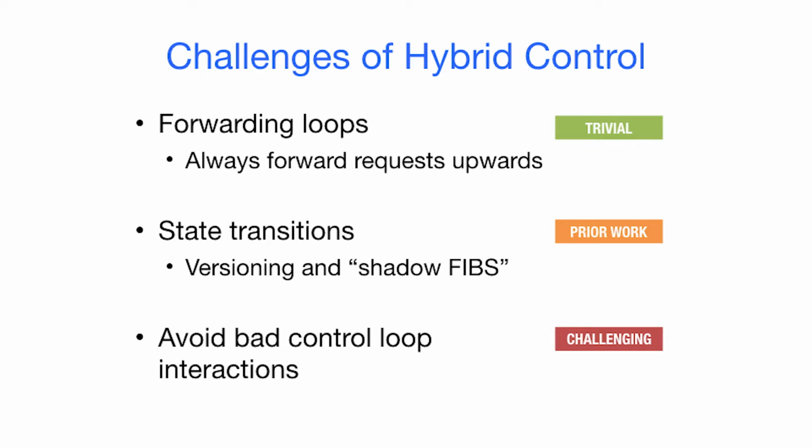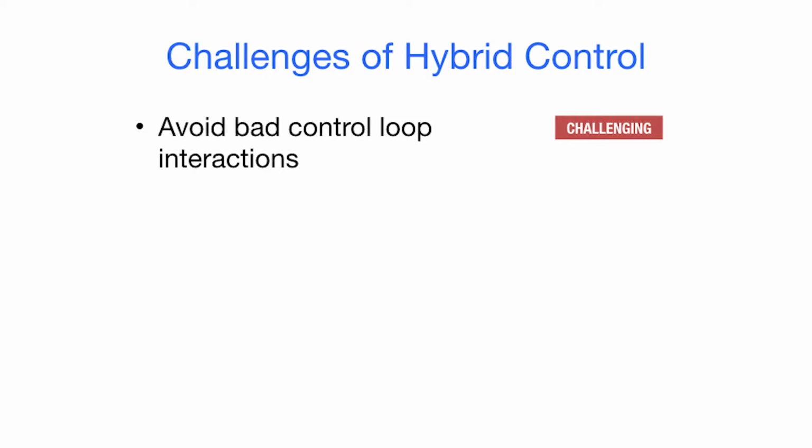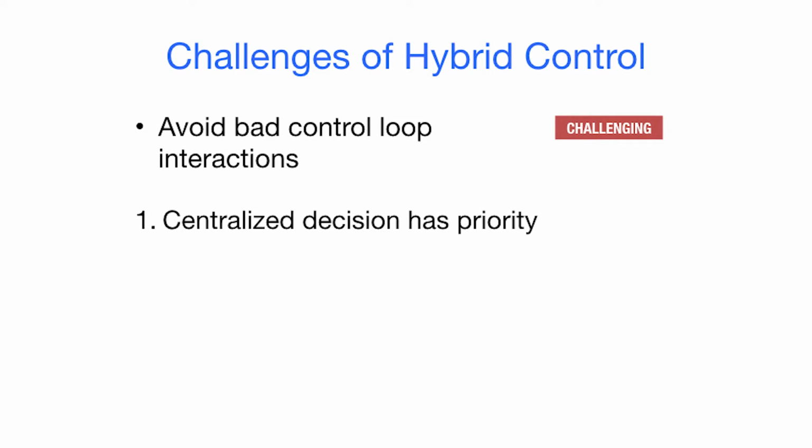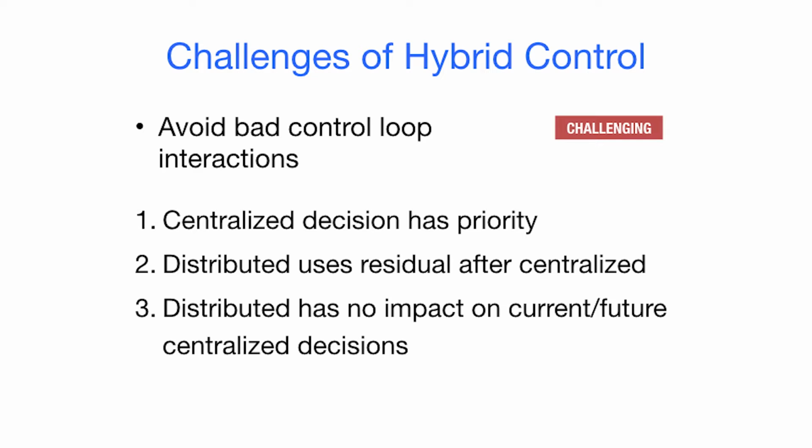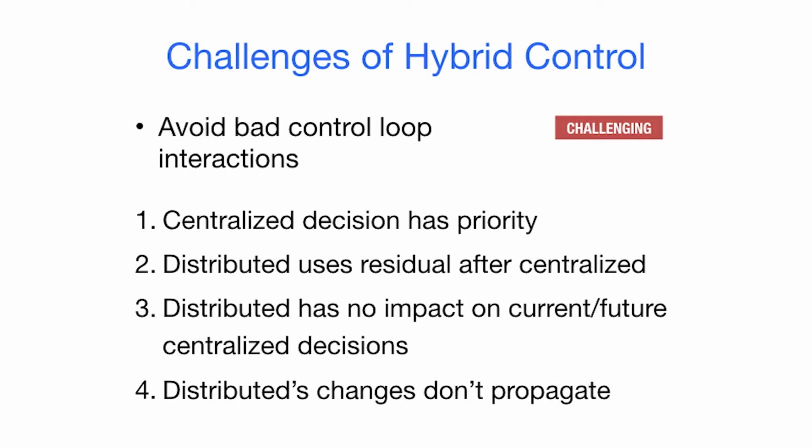And so we don't claim to have solved this problem. I think it's actually a very interesting problem that requires more work. But we do have some points that we think help us avoid them. So what we do, for one, is that our centralized decision always has priority. So when a new decision comes in, it just basically flushes the tables out. Second is that distributed control only uses residual capacity in the network after the centralized control. Third is that the distributed control has no impact on current or future centralized decisions. And finally, the distributed control changes don't propagate more than 2 links up.